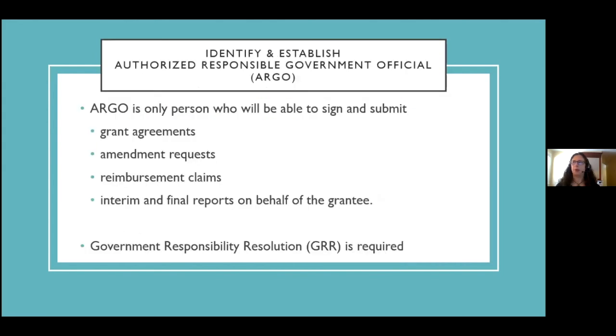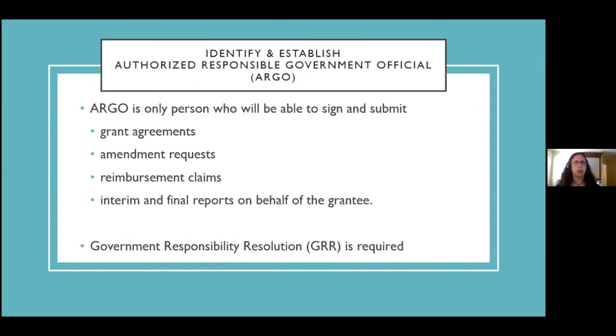As part of the grant process, it's required that the grantee identify and establish an authorized responsible government official, or ARGO. The ARGO is the only person that will be able to sign and submit grant agreements, amendment requests, reimbursement claims, and interim and final reports on behalf of the grantee. So make sure the person authorized by the grantee is the person that will be doing this.